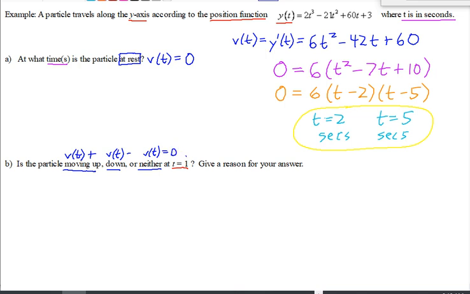So we already know it's not neither, because otherwise we would have found t equals 1 in part A as one of our answers for when it's at rest. So it's either up or down, so all you have to do is substitute 1 into your velocity function, that one specific time. So v of 1, we already have velocity right here, is 6 times t squared minus 42 times t plus 60, so 6 times 1 squared minus 42 times 1 plus 60. So the 1's make it pretty easy to calculate. That's just 66 minus 42 gives you 24.